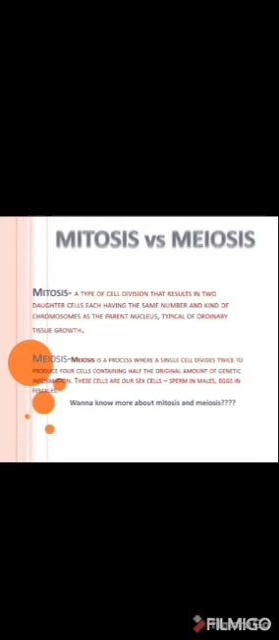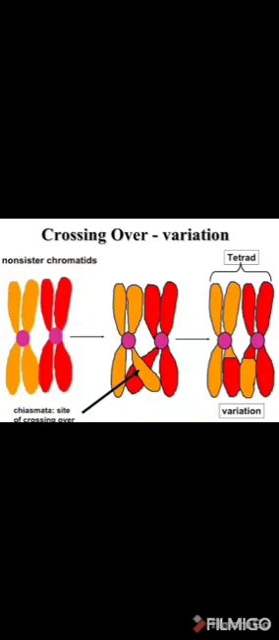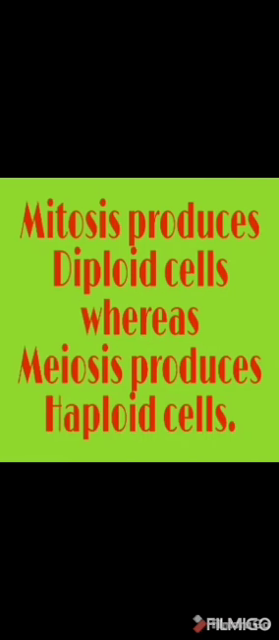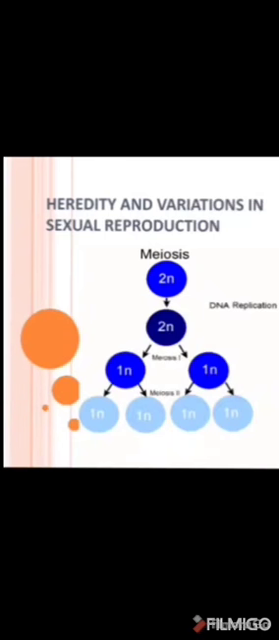Now coming to meiosis. Meiosis is a special type of cell division in sexually reproducing organisms used to produce gametes such as sperm or egg cells. It involves two rounds of divisions that ultimately result in 4 cells with one copy of each chromosome, that is haploid. This means that mitosis produces diploid cells, whereas meiosis produces haploid cells.